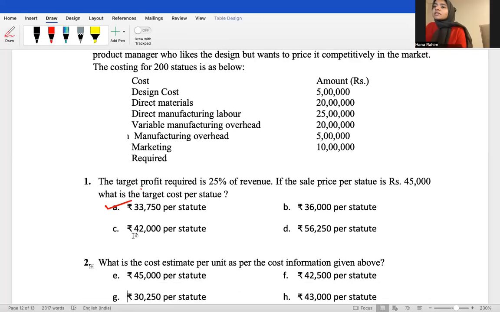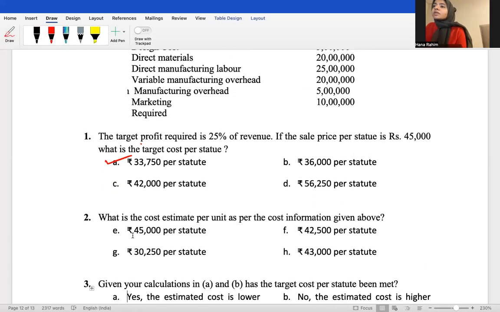What is the cost estimate per unit as per the cost information given above? How much is the cost per unit? Cost estimation per unit, based on the above information.